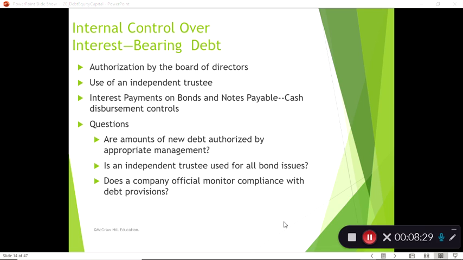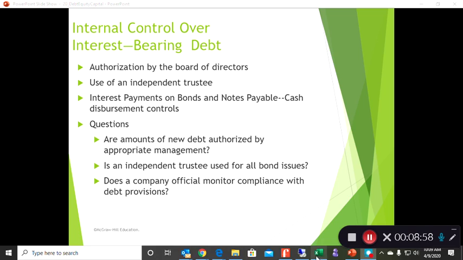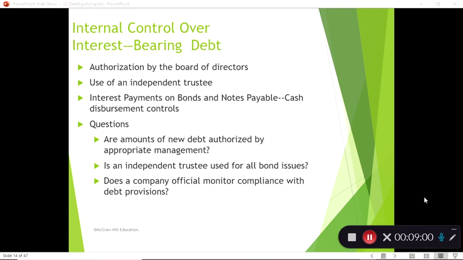And so some of the big questions are related to these. Is new debt authorized by the appropriate level of managers or board? Is an independent trustee used for all bond issues? And do we have an individual that's monitoring compliance with debt provisions, especially the covenants, right? So those are the controls that we would be focused on. Once we feel comfortable about those cash disbursement controls, then these are the additional things we would look at related to debt.